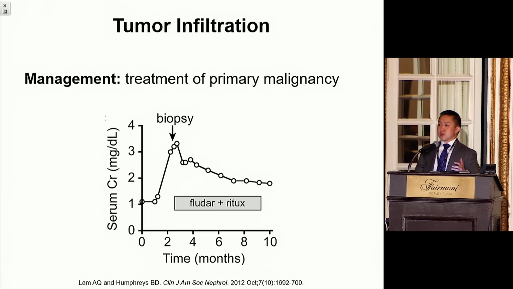The management of tumor infiltration is relatively straightforward. It really focuses on treatment of the primary cancer. So in the patient that I presented to you, after the biopsy was done, she was started on a combination of fludarabine and rituximab for the CLL. And as you can see, her creatinine did improve over a period of several months. Unfortunately, she was left with some chronic kidney disease, which is actually relatively common. So oftentimes, even if you treat these patients with chemo, the renal function improves but doesn't come back to baseline.